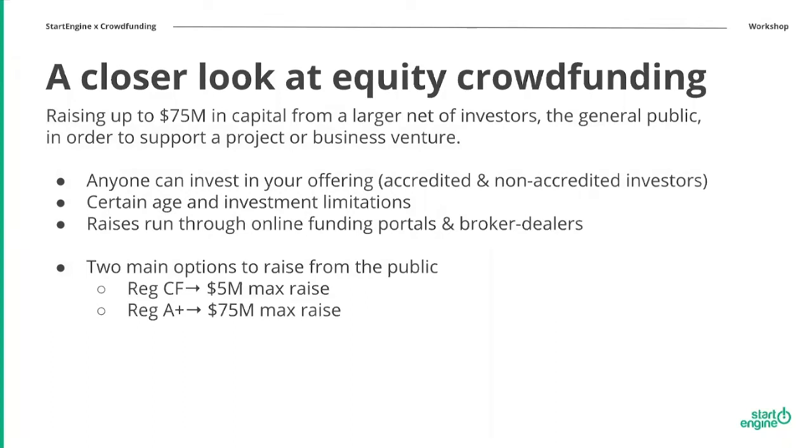One is called Reg CF, and the other is called Reg A. The big difference between them is how much you're allowed to legally raise in a one-year period. For Reg CF, it's a $5 million maximum. For Reg A, it's a $75 million maximum. John, a little bit later, will go into the key process, but mostly companies start with a Reg CF. And once they've found a really good market fit in the crowdfunding space, they might consider going into a Reg A+ later in the future.